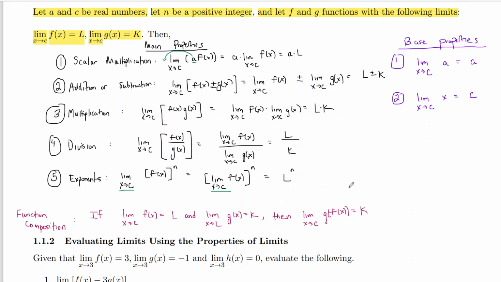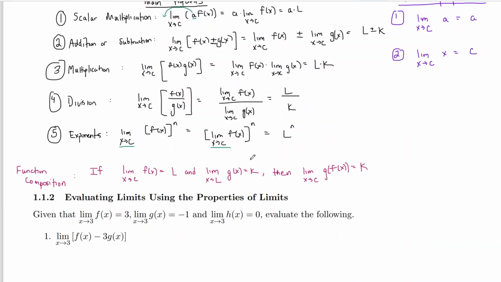So the function composition property says that if the limit as x goes to c of f of x equals L, and the limit as x goes to L of g of x equals K, notice I used a different letter here. I didn't use C for both. I'll explain that in a second. Then the limit as x goes to c of g of f of x equals K.